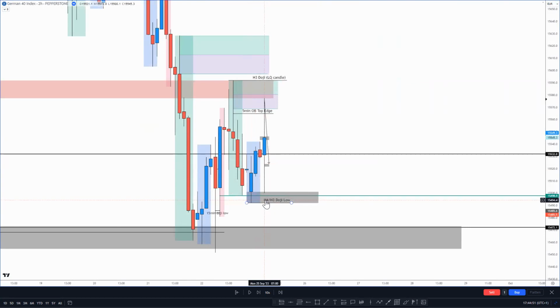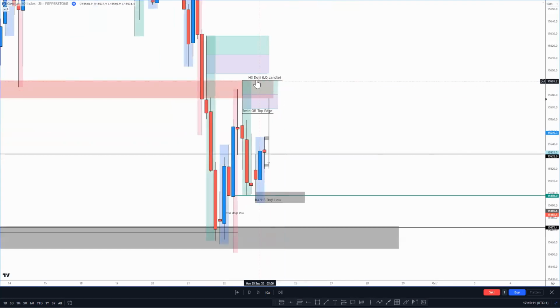So I've just marked here the H4, H3 doji low. You can go back and have a look at the recording of the live stream this morning, and this is what shows; we had this at the start before everything happened. From this top side, we've got the 4-hour chart, we'll go to the 3-hour chart because I've got the thing here.